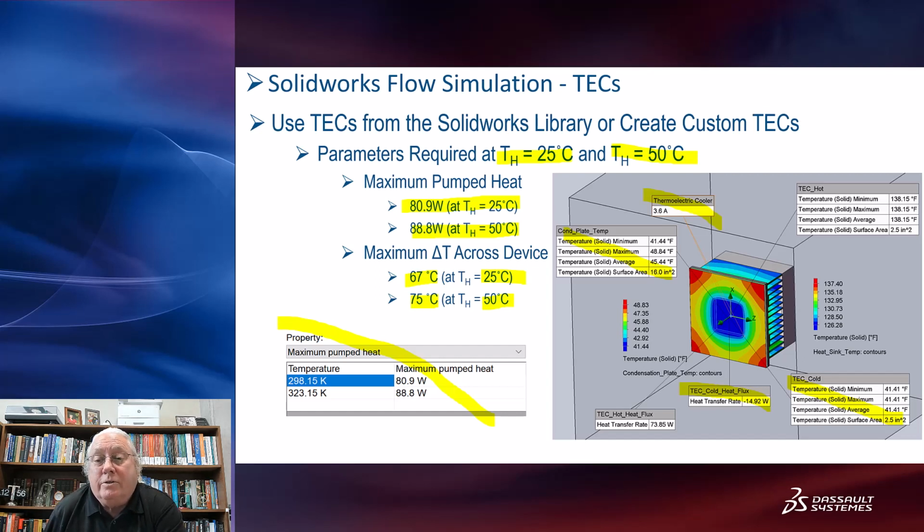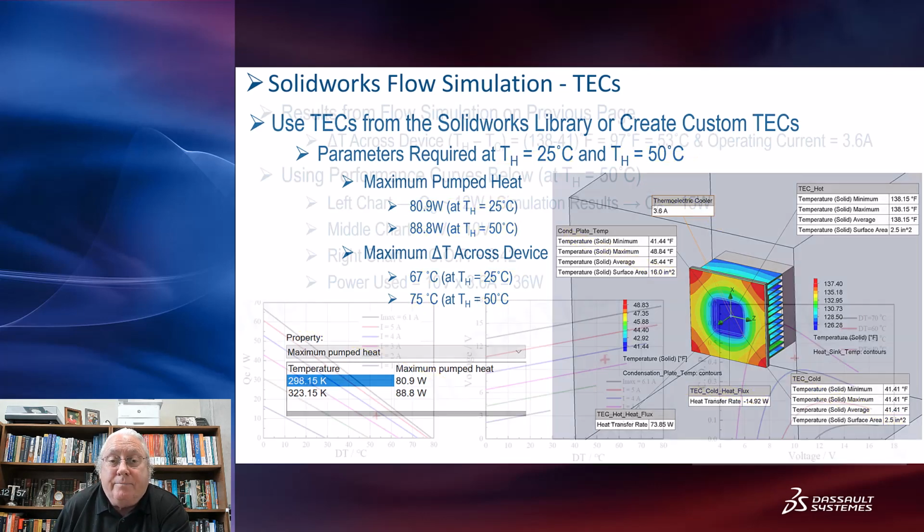So these are the results. Here's some temperatures of the condensation plate, and these look like the hot side temperature for the heatsink, I guess. Yeah, heatsink temperature contours. So you can push these out in SolidWorks Flow Simulation. So you grab those numbers, and we'll go to the next slide.